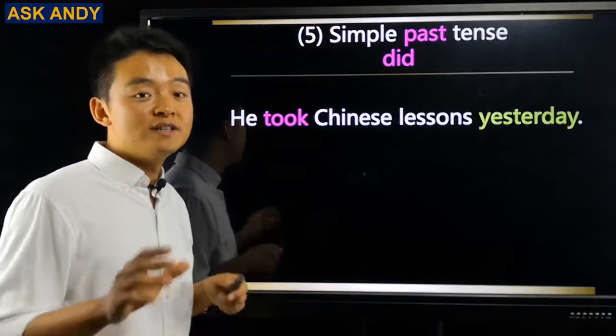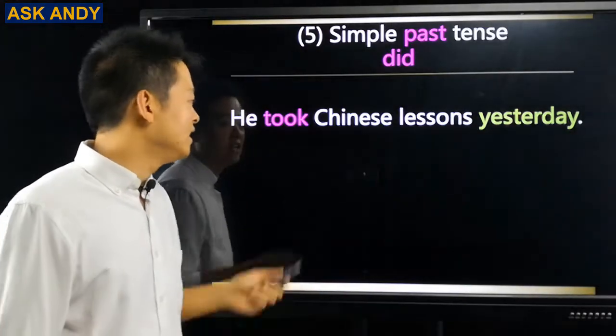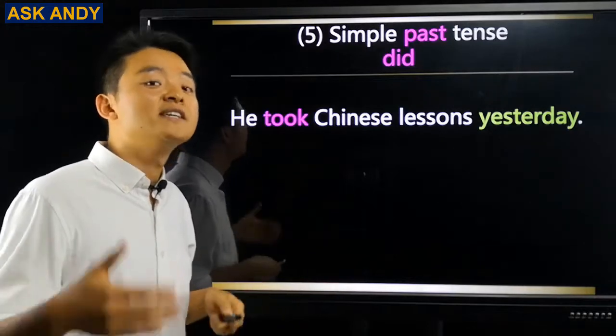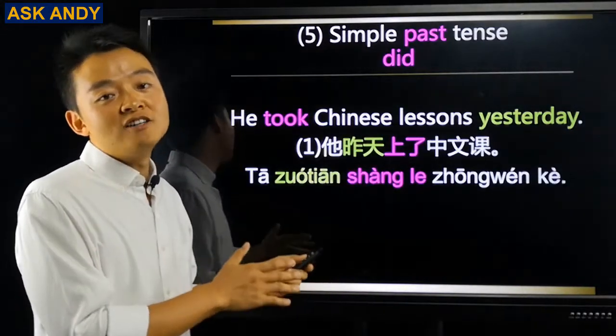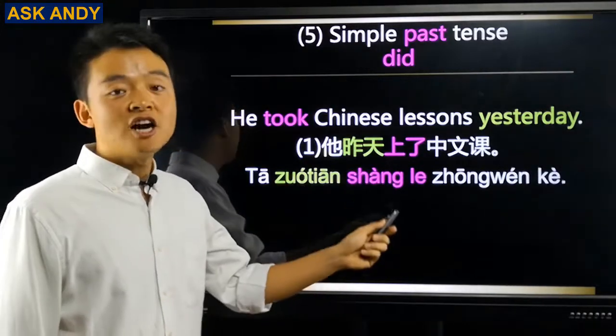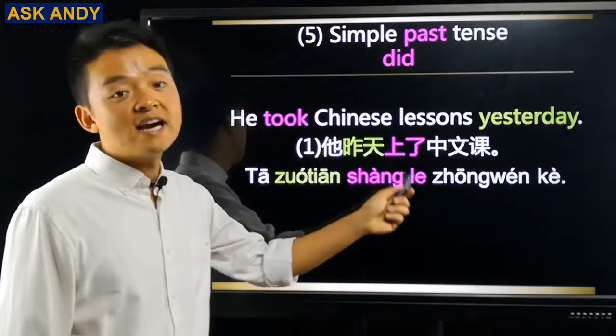Number 5, simple past tense, did. I told you before, this is the most complicated tense in Chinese. So the example is, he took Chinese lessons yesterday. How do you say that in Chinese? It is, 他昨天上了中文课。So we have a 了 right after the verb.